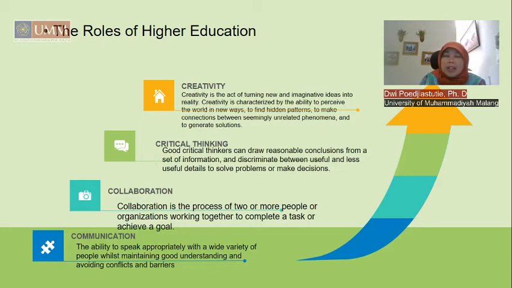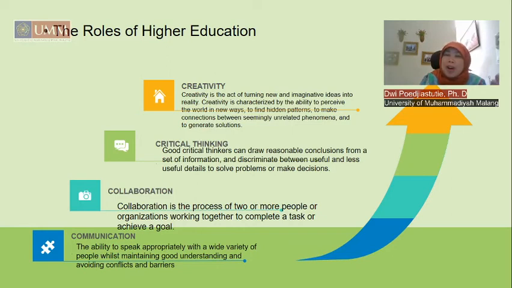Another C in the 21st century is critical thinking. So in critical thinking, you need to draw a reasonable conclusion from a set of information. As we know, in the 21st century, the information from the internet and other sources on the web sometimes contradicts each other. Which one is true and which one is untrue is sometimes difficult to differentiate. So we need this skill.